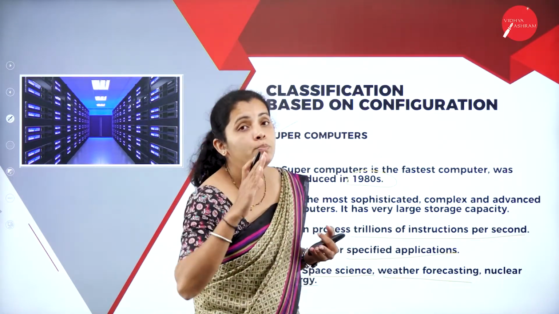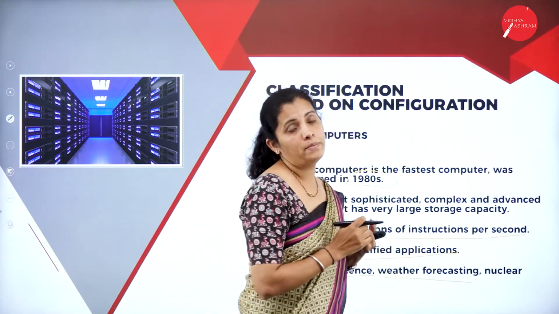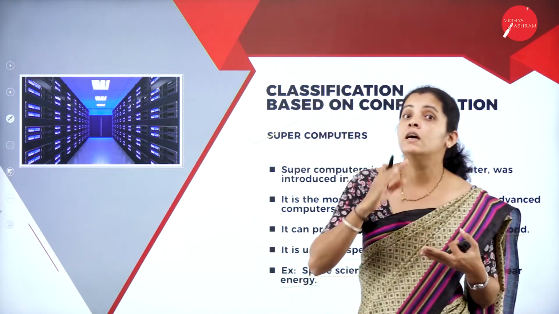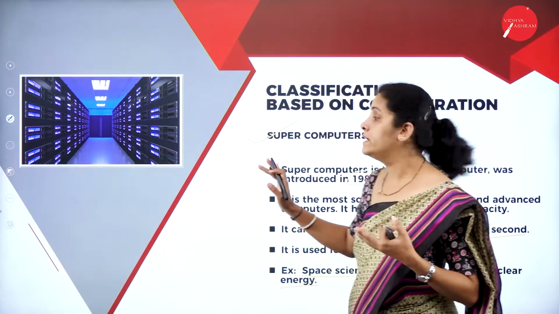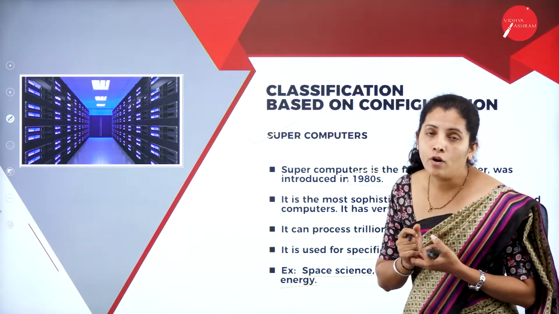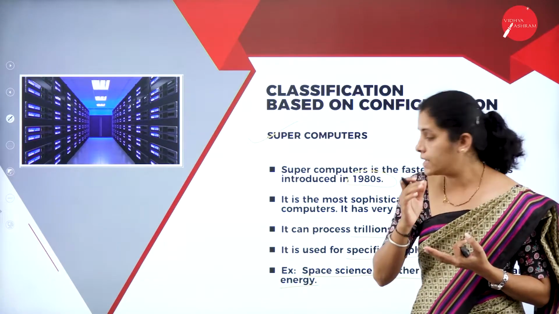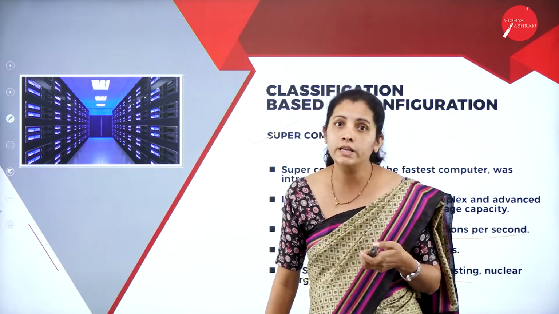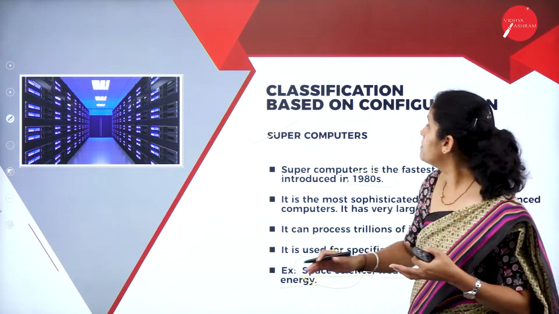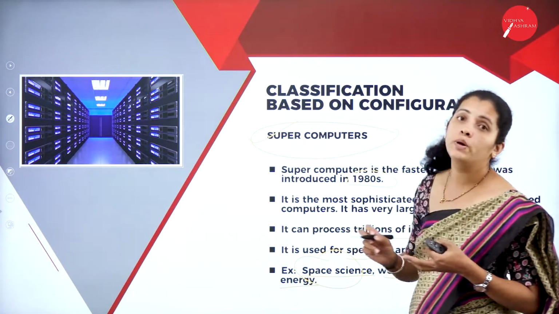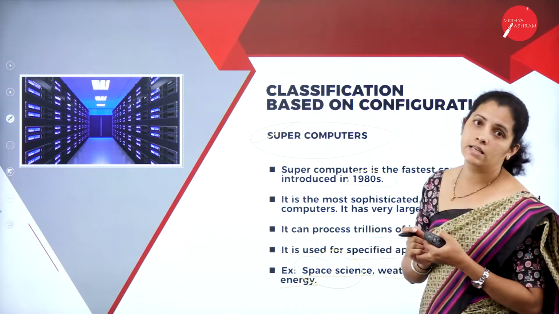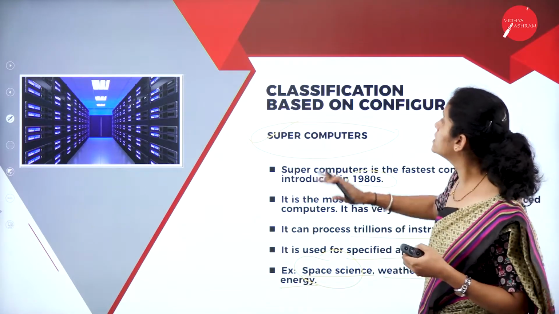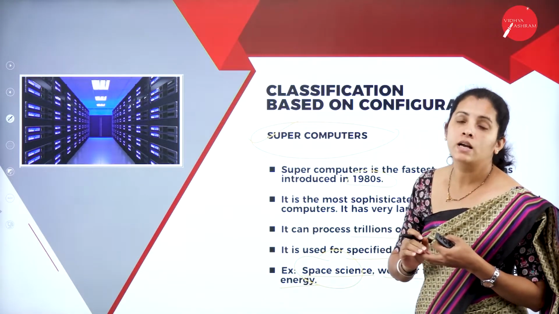Here the supercomputers are the most famous computers, the size of the computer is large, and it provides large storage space. It is mainly designed for special purposes, for example space science, weather forecasting and nuclear energy. At the same time, the supercomputer is capable of executing trillions of instructions per second, and it has multiple processors. So these are some of the types of computer systems.